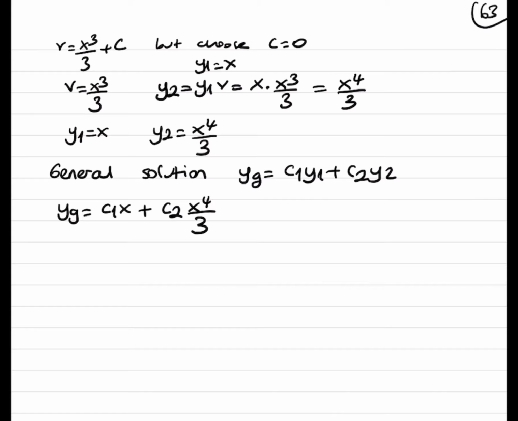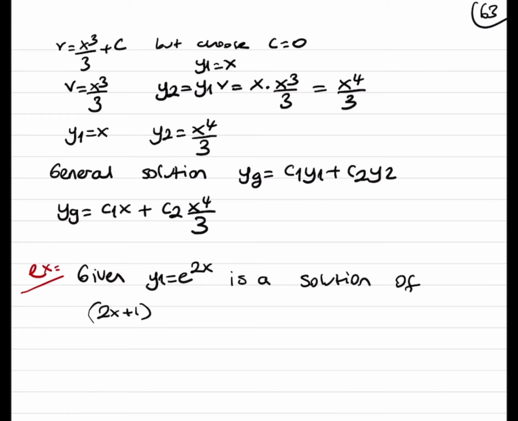Okay, let's solve another one. Example. Now, given y1 is equal to e to the power 2x is a solution of (2x plus 1) y double prime minus (4x plus 1) y prime plus 4y is equal to 0. Find the general solution.